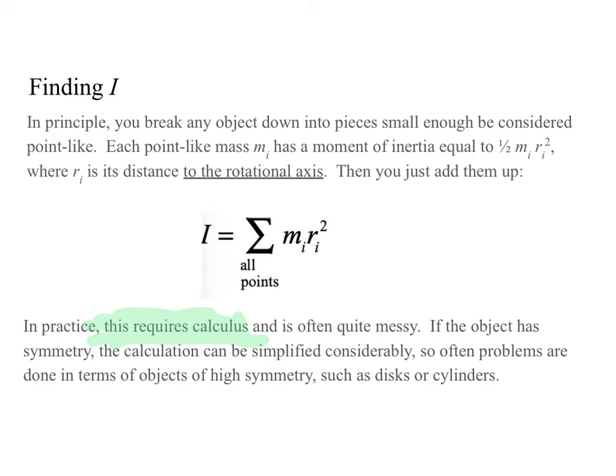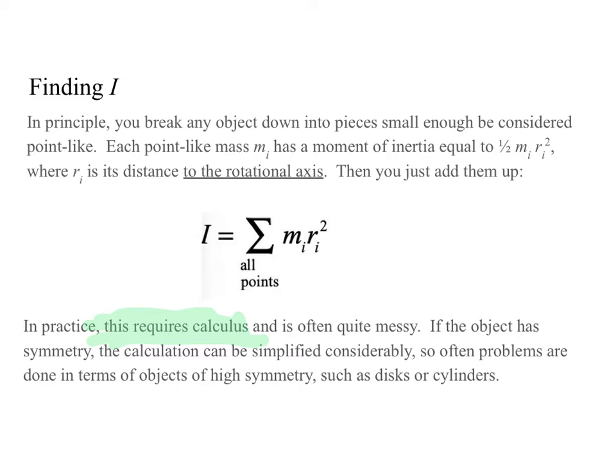If the object has symmetry, we can simplify the calculation a lot. So often problems are done in terms of objects that have high symmetry, such as disks or cylinders or spheres. Not all symmetries are equally great, though. Like rotating a square is okay, but not fantastic. But rotating a disk is really easy. We'll do a little bit on finding the moment of inertia in a formal way, but it does require some calculus.